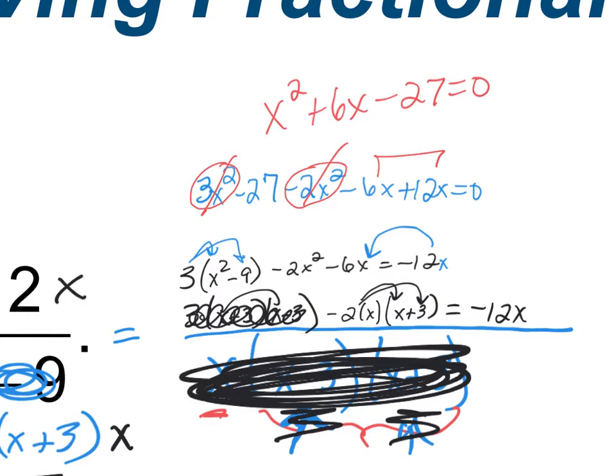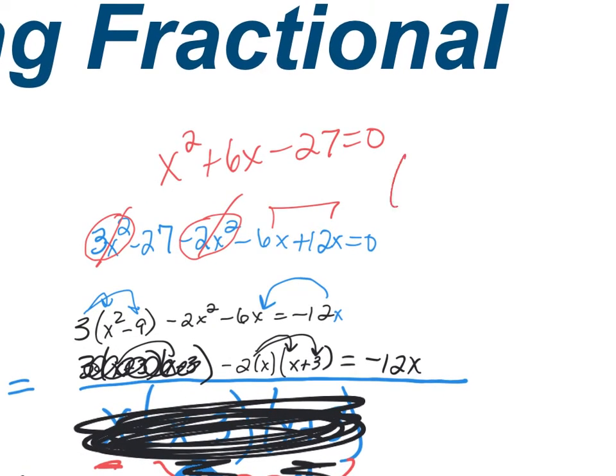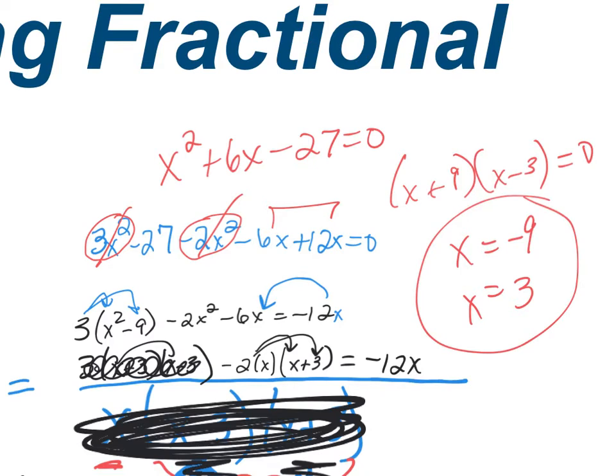Can I factor that? Are there factors of negative 27 that multiply to give me negative 27 but add to give me 6? Positive 9, negative 3. Plus 9 minus 3. So my x values are x equals negative 9 and x equals positive 3. And you guys would circle it and you move on to the next one.